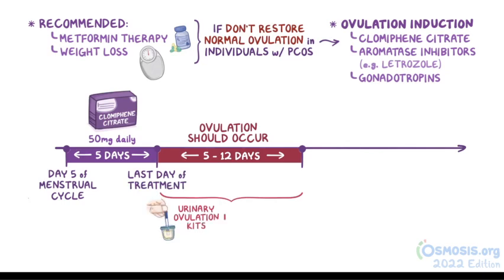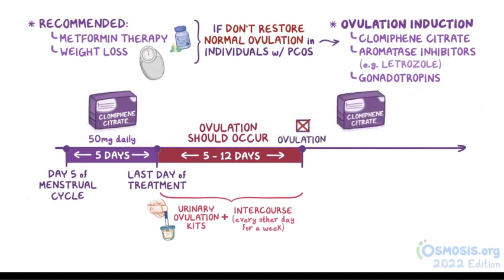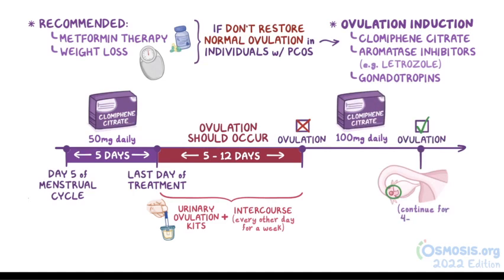Finally, the couple is advised to have intercourse every other day, starting with the last day of clomiphene, for a week, in order to maximize their chances of conception. If ovulation does not occur in the first cycle of treatment, the dose is increased to 100 milligrams. Once ovulation is achieved, the same dose should be continued for 4 to 6 cycles.